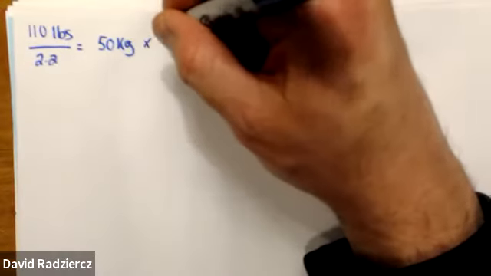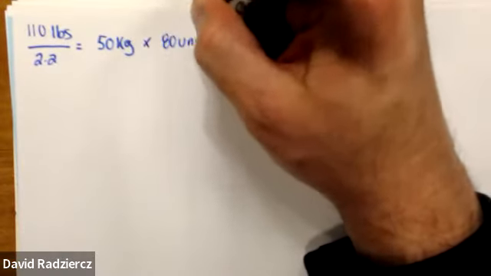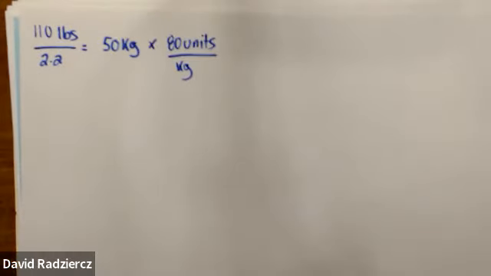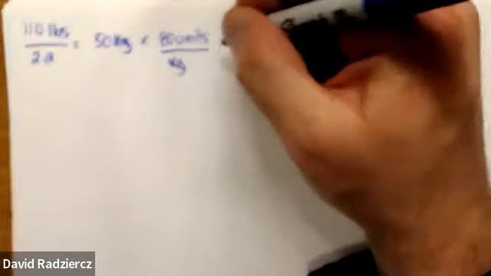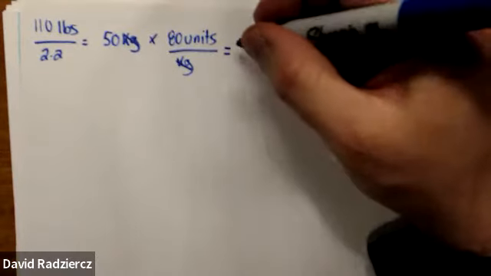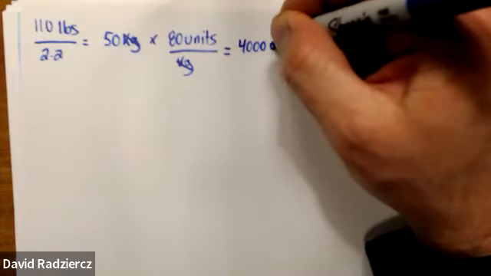Question A says to calculate the number of milliliters to administer for the bolus. When I look at the protocol, step 10 says that we're going to do a bolus with 80 units per kilogram. So I'm going to account for the patient's weight and multiply by the 80 units per kilogram. When I do this, 50 times 80 will give me 4,000 units.